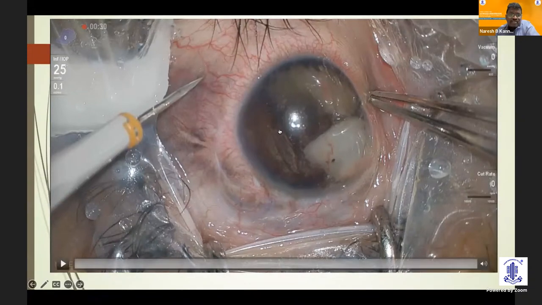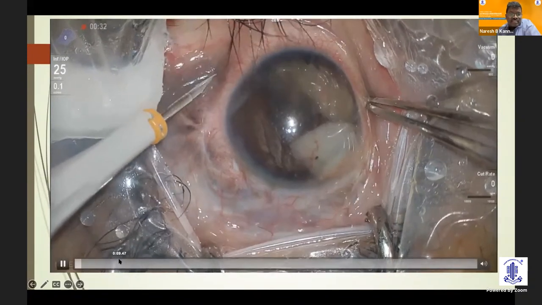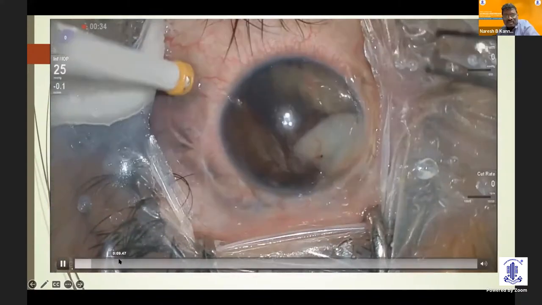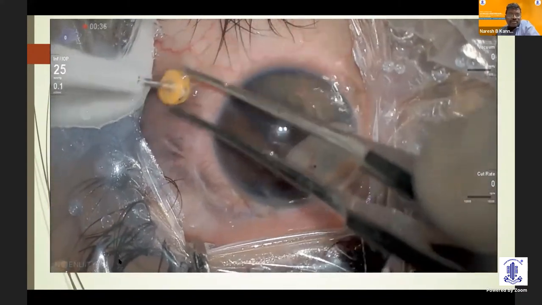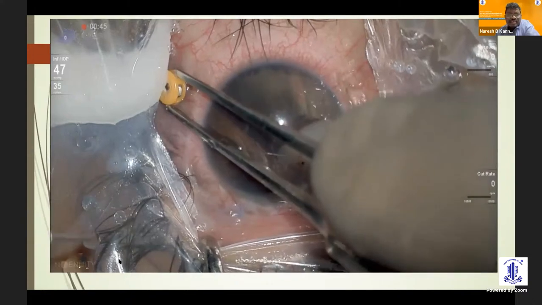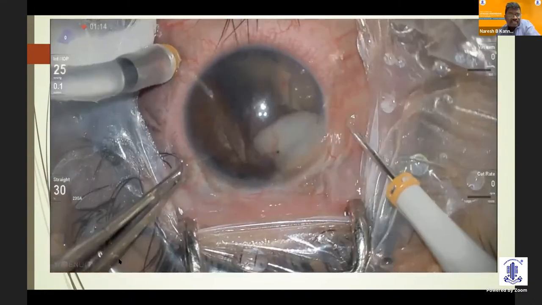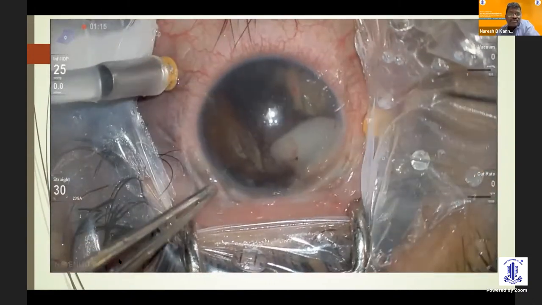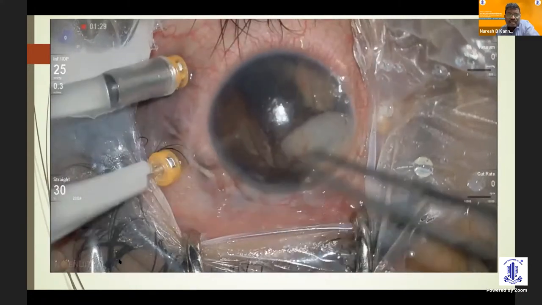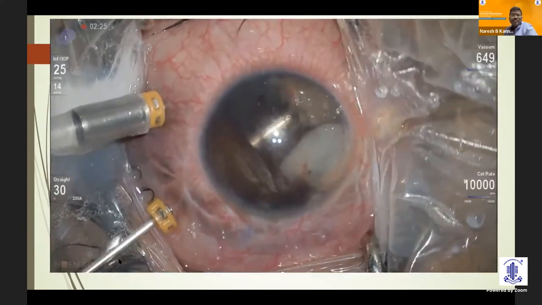So we avoided the area of the scleral wound. We went inside the vitreous cavity. And this is one of the luckiest patients whom I have operated, even though it appears very bad anteriorly. But inside the eye, it was very clean. Only vitreous hemorrhage could be seen, with the lens remnant in the anterior chamber.